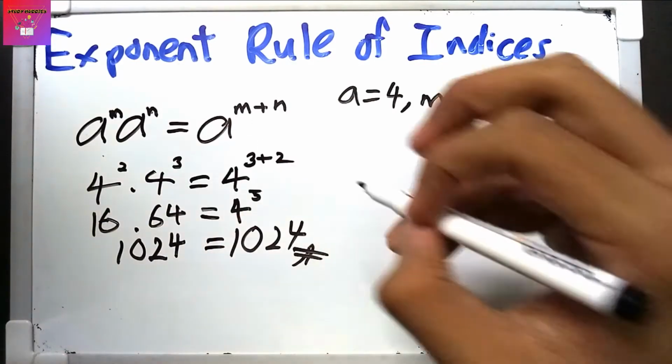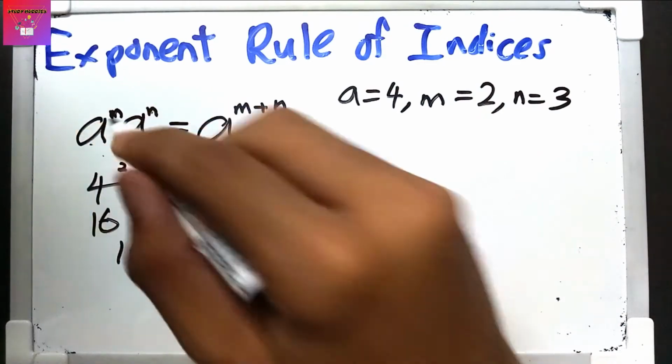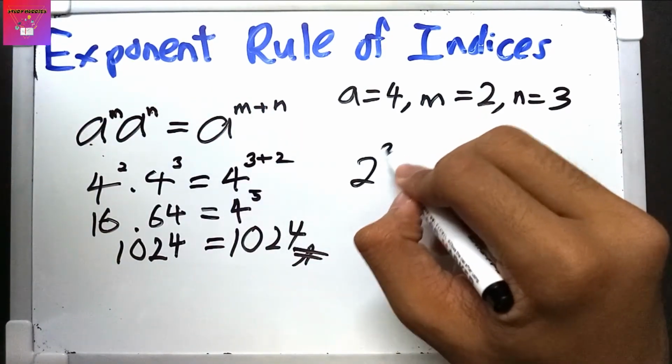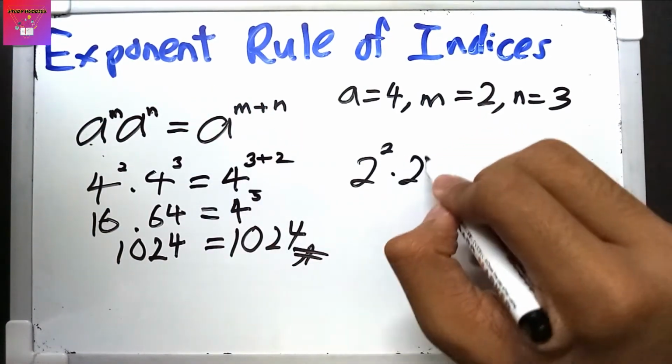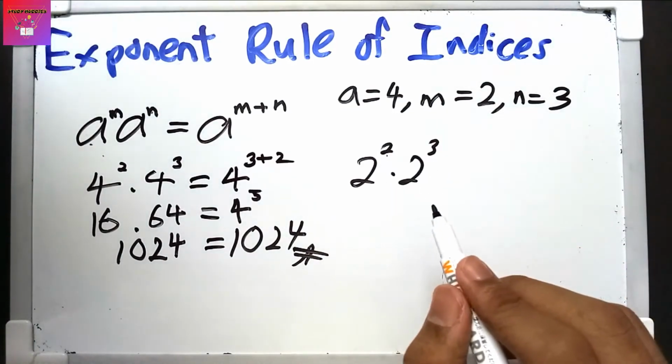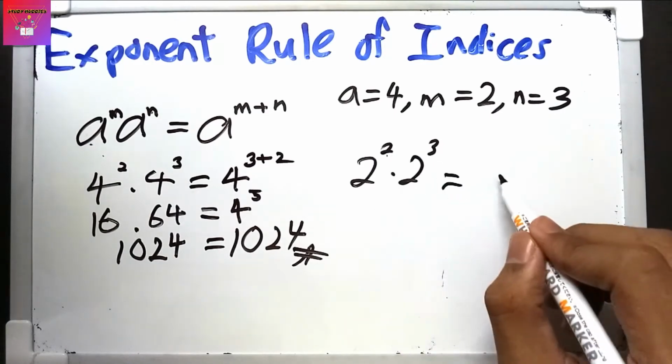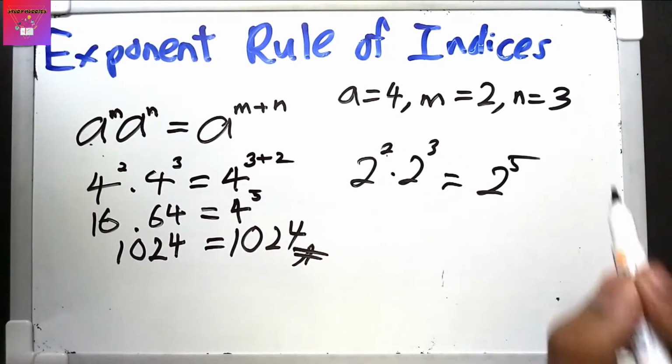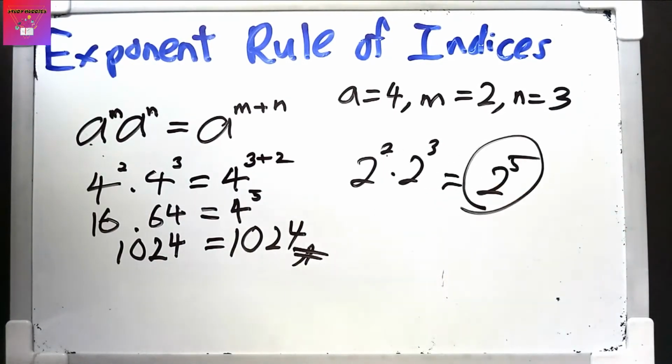So whenever you see the same bases, like let's say I'm seeing 2 power 2 times 2 power 3, same bases with different indices, you can immediately add up the indices and make it into one number.